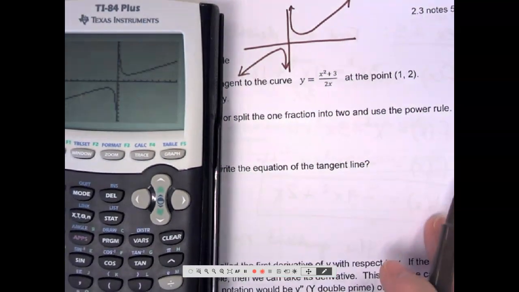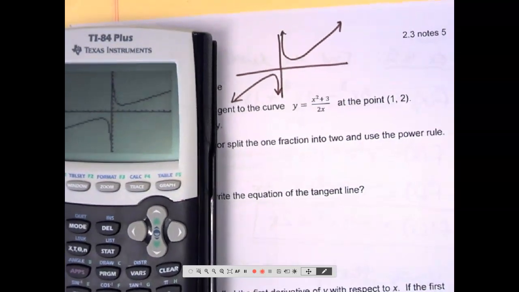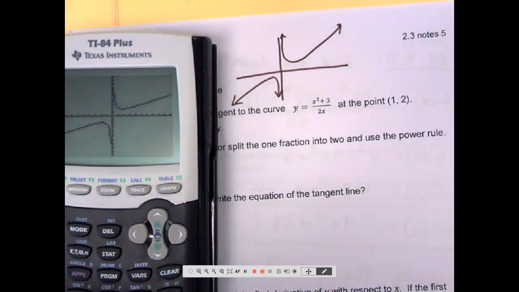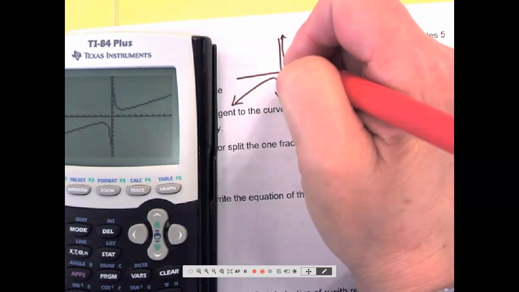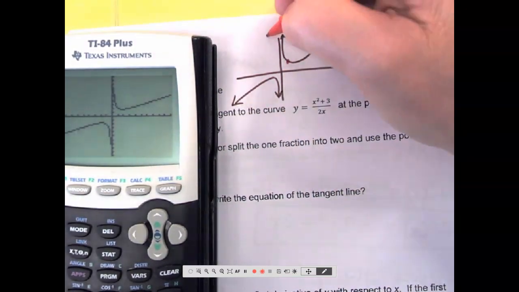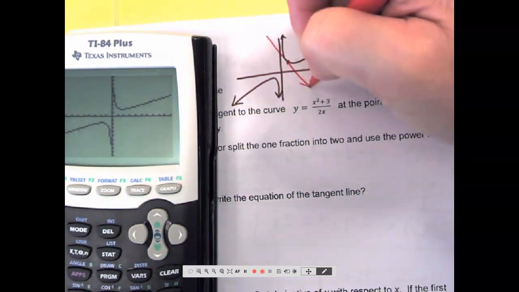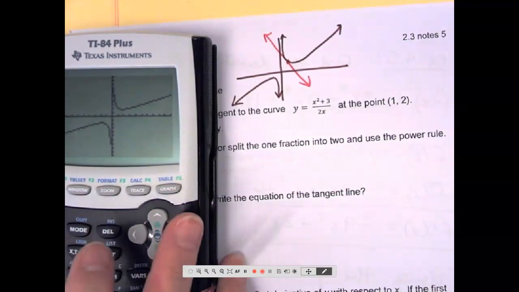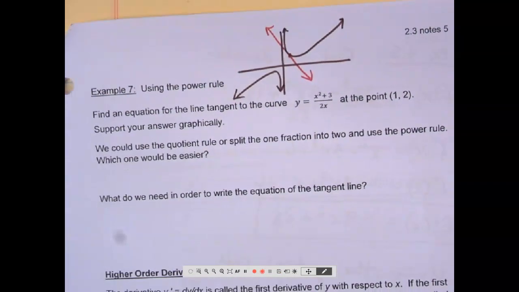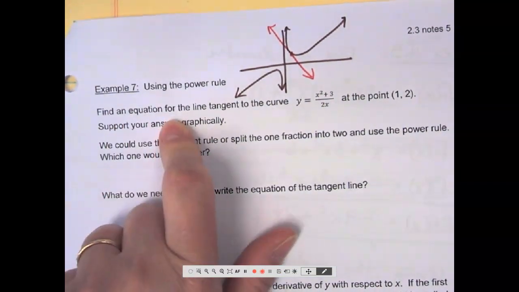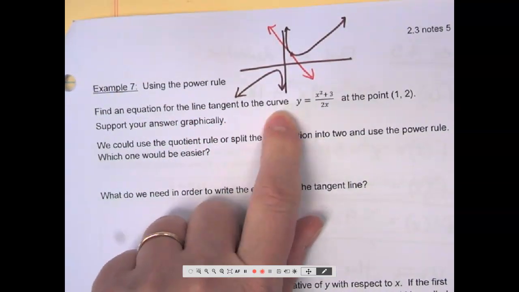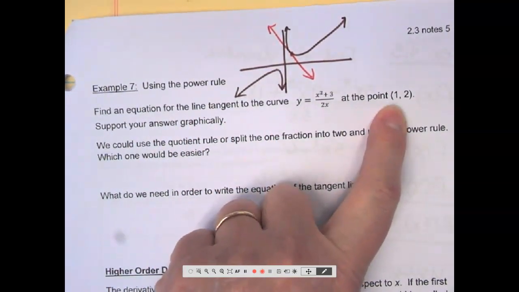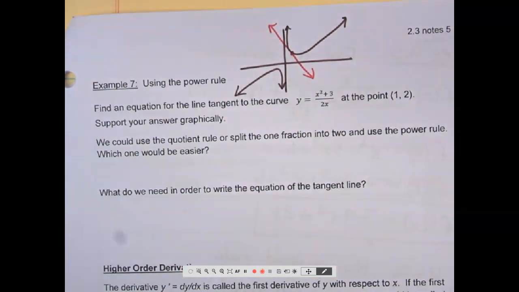Something like that. And I'm interested in the point (1, 2), which looks like it might be somewhere around in there. And I want to find the equation of that tangent line. So that's what I'm looking for in the problem. Find an equation for the line tangent to the curve at the point (1, 2). So that's just sort of a visual of what I'm expecting.